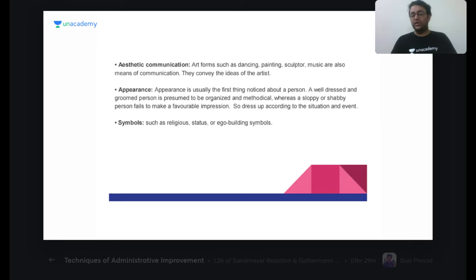Poems will be a part of verbal communication, Prisha. That's verbal communication because you're speaking it and you're writing it.